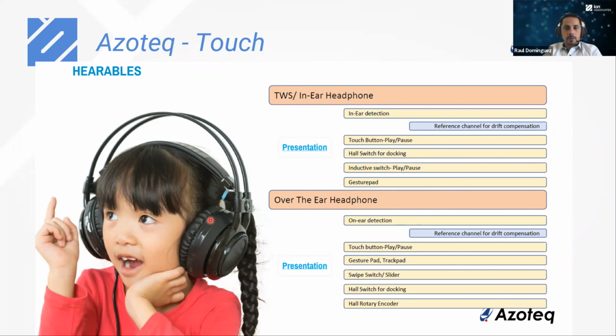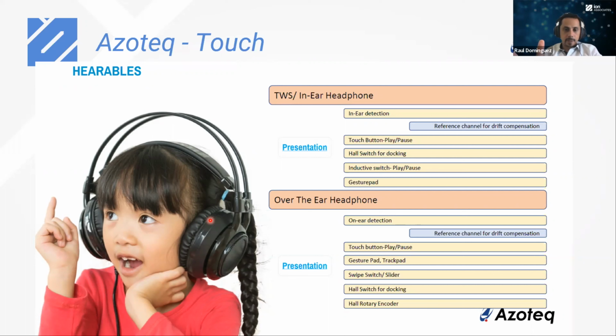And also you can see that you can have touch buttons in the normal way that you use in your cell phone. You can have a Hall switch for docking when you dock your headphones to be charged. We have the inductive switch that we already talked about, that is completely waterproof. And also we can have a gesture pad, so you can have a small portion where you can kind of draw up, down, left, right, tap, and it will detect, and then you can act accordingly. This works for in-ear phones and over-the-ear headphones.